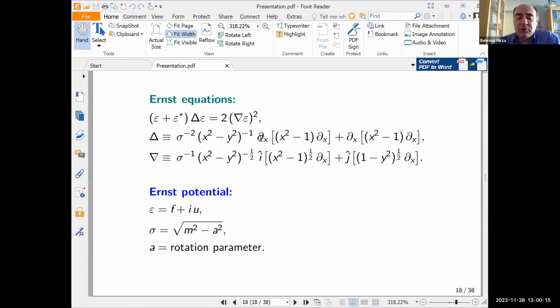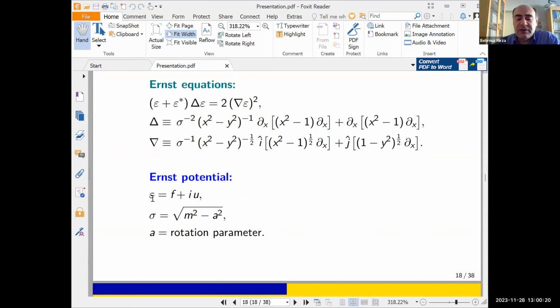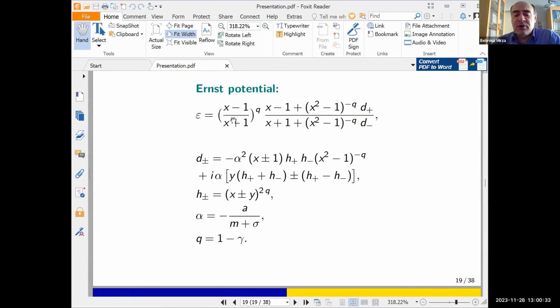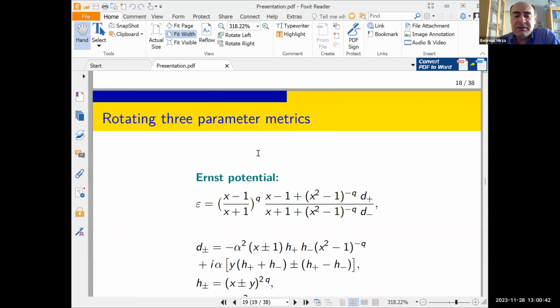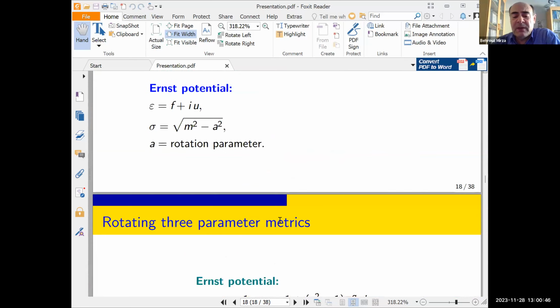If we use the Ernst equations and find this E equal to a function plus i times U, that is the Ernst potential, we can show easily that the following E and other definitions satisfy all the equations of the Ernst equation. These equations that you can see in here.